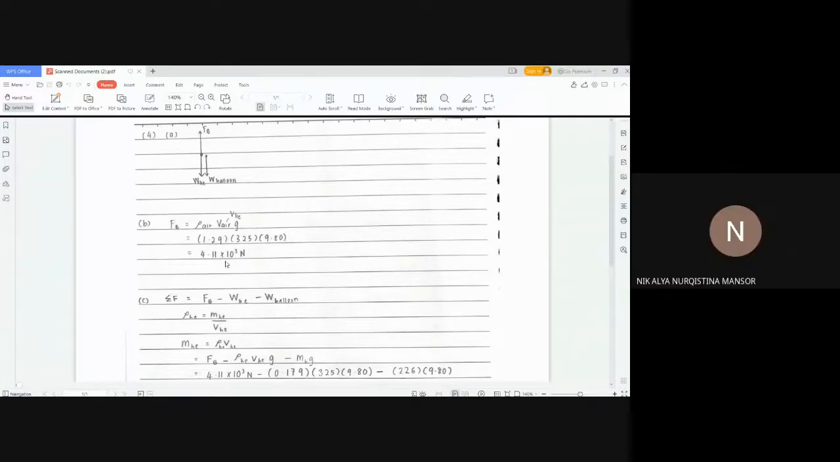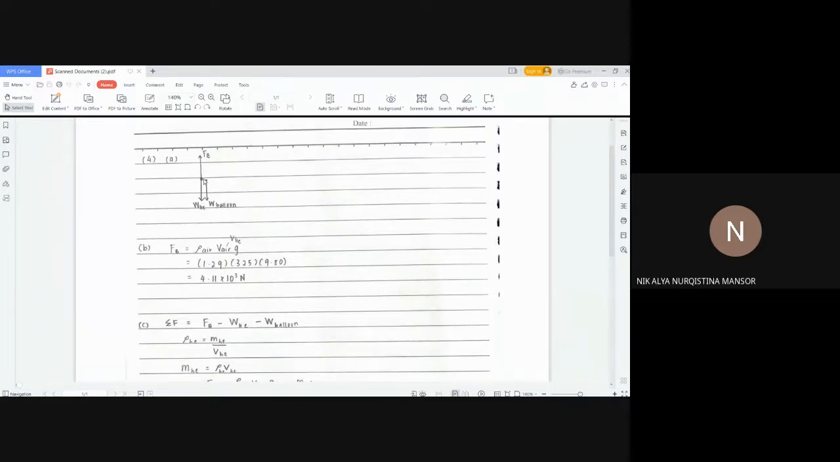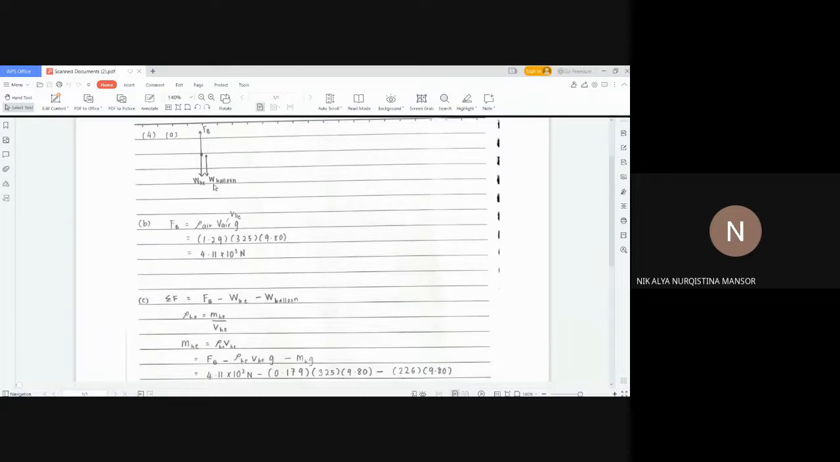Soalan nombor 4. A large balloon of mass 2.26 kg is filled with helium gas until its volume is 3.25 meter cube. Assume the density of air is 1.29 kg over meter cube and the density of helium is 0.179. Soalan A, dia suruh draw a force diagram for the balloon. Saya lukis ada buoyant force dekat atas dan juga ada downward force iaitu weight of helium dan juga weight of balloon.